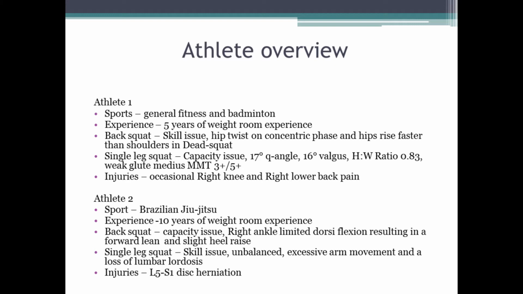Athlete 2 has a capacity issue in the back squat, with limited right ankle dorsiflexion resulting in a forward lean and slight heel raise. In the single leg squat, Athlete 2 has a skill issue, being unable to maintain balance, showing excessive arm movement, and a loss of lumbar lordosis.